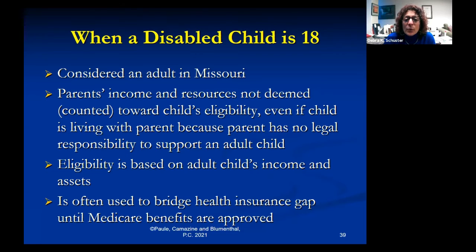A parent's income and resources are not deemed available or not counted towards a child's eligibility for Medicaid, even if the child is living with the parent, because once a child is 18, they're an adult, and a parent no longer has a legal support obligation for that adult child. So eligibility for Medicaid is based only on that child's income and assets. And so again, this is used to bridge health insurance until Medicare benefits are approved, under DAC, for example.